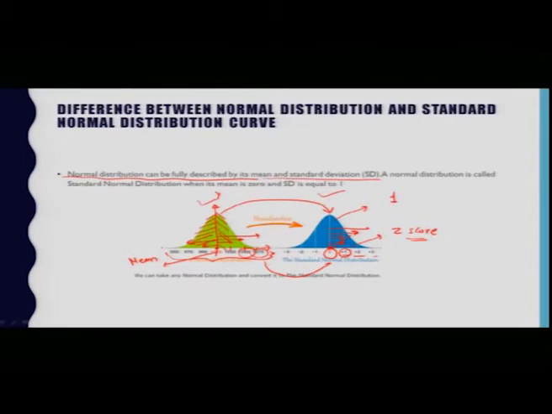So, by definition, as Z increases, distance from mean increases, and the area under the normal curve, in fact to the left of Z, also increases.